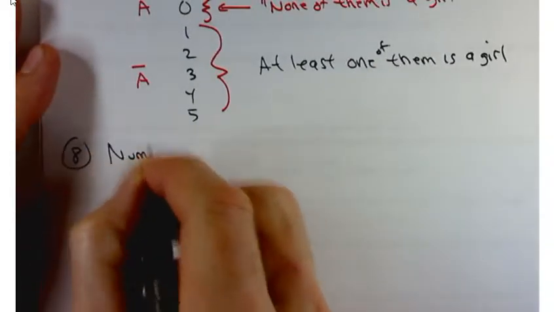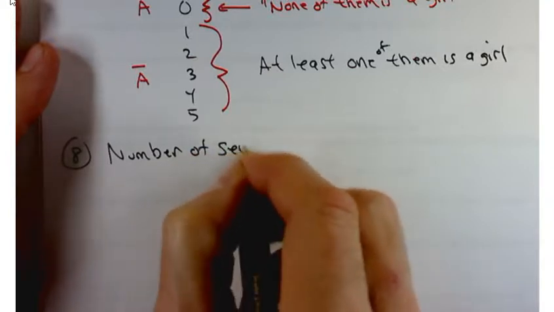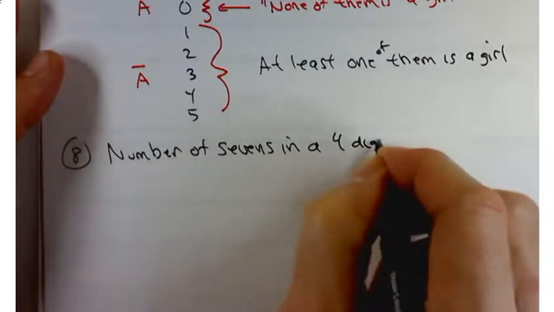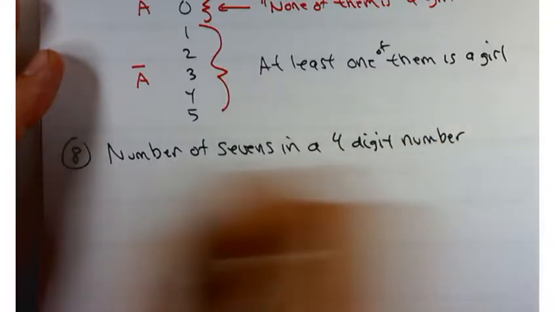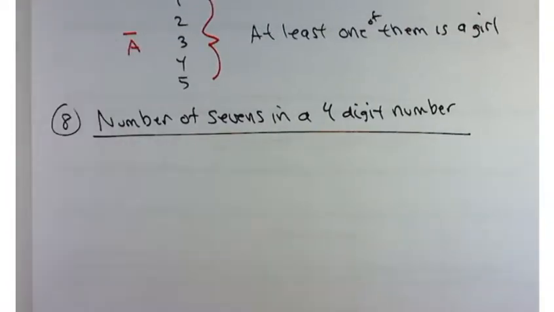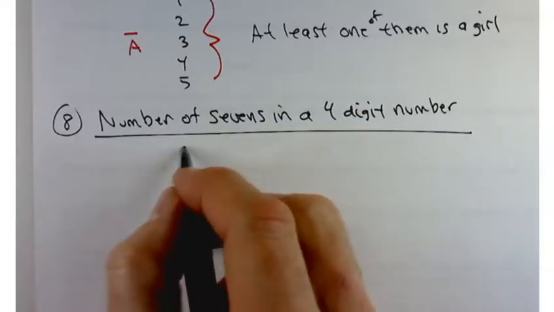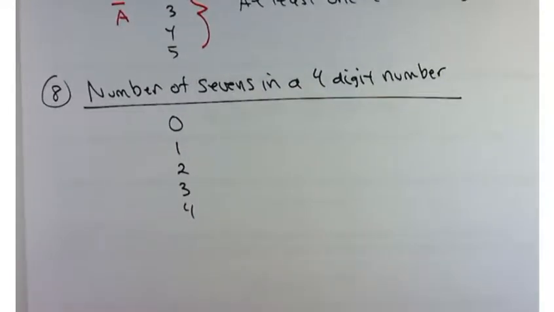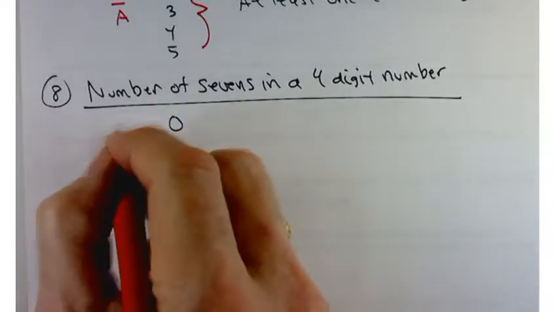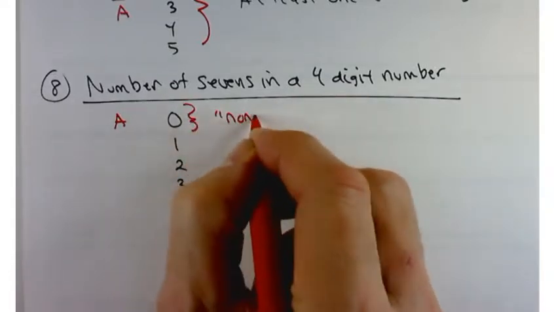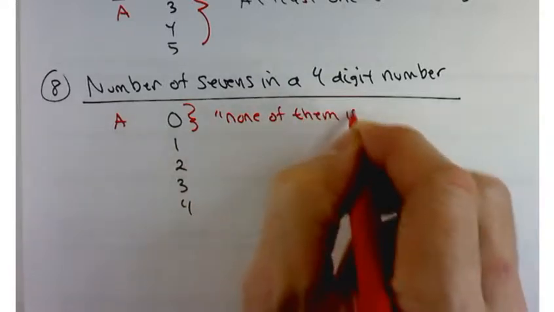Number of sevens in a four-digit number. So again, what are the possibilities here? If you're drawing out a four-digit number, how many sevens could you end up with? 0, 1, 2, 3, and 4. So you've got event A that none of them is a 7.